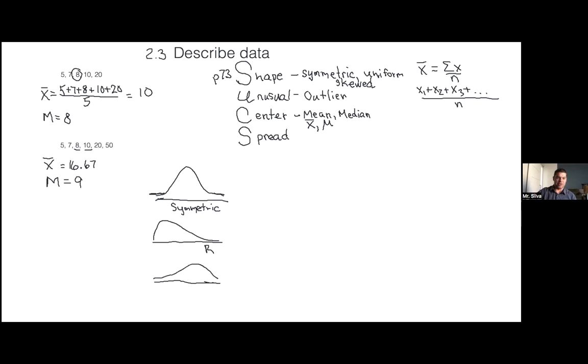And the opposite is true. If we have data that has the tail to the left, then we would say the data here is skewed to the left. So the third to last data set would be skewed left. So that describes your distribution.